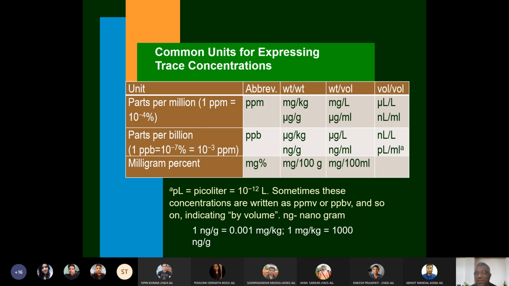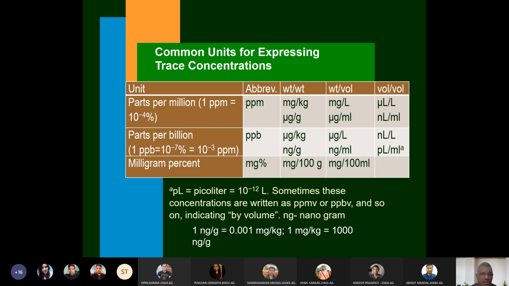So these relationships are very, very important for you to remember, because these days people are using these units very frequently, and we fear microgram per gram. Oh, what is this? This is actually milligram per kg. Then parts per billion. Now the same thing, instead of ppm, you are reporting in ppb, parts per billion. 1 ppb is equal to 10 to the power minus 7 percentage, which is equivalent to 10 to the power minus 3 ppm.